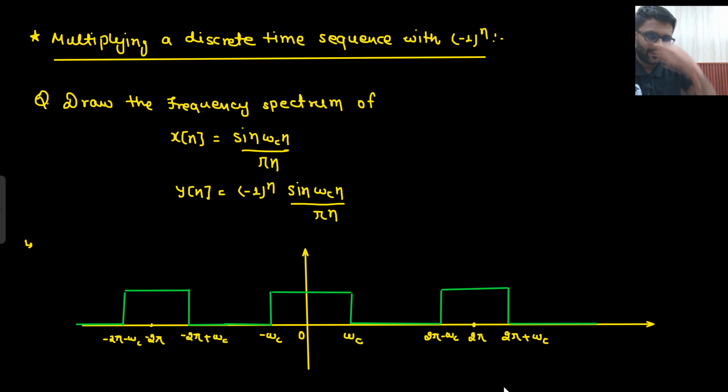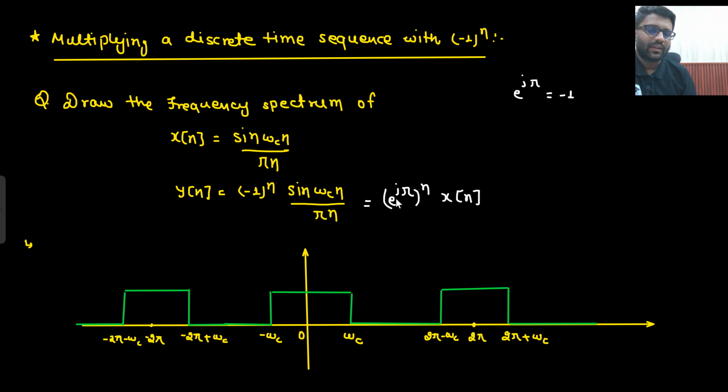So let's check that. If I am multiplying with minus 1 to the power n, so what I can write it down as, what is minus 1? Is it e to the power j pi? Yes, minus 1 is e to the power j pi, because e to the power j pi is equal to minus 1. So can I write it down in this manner?